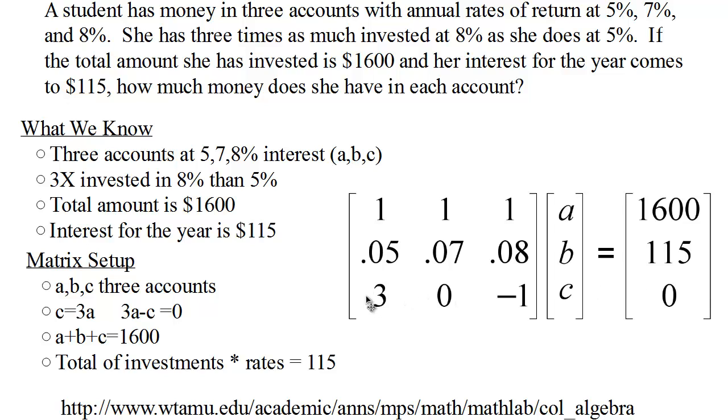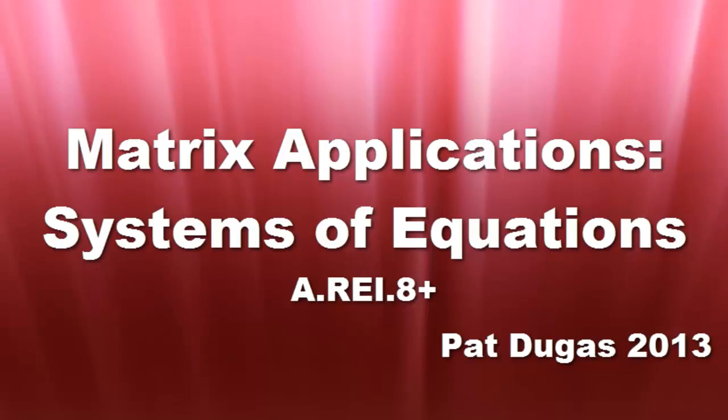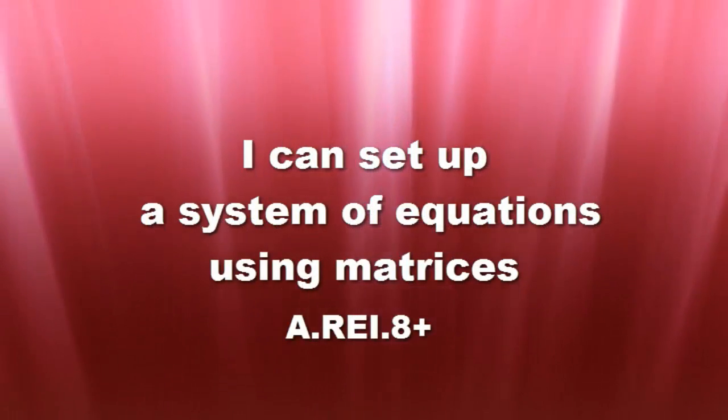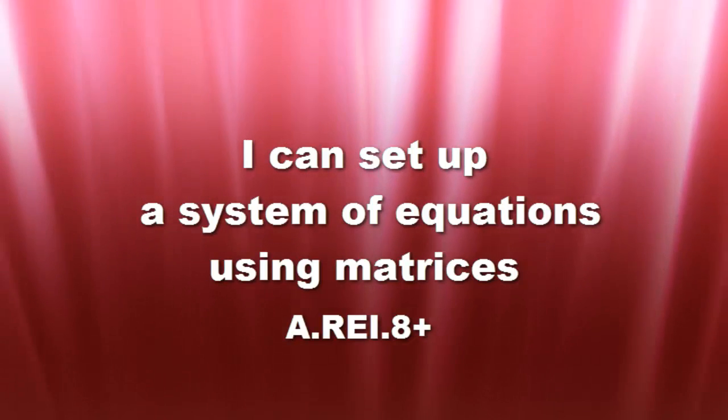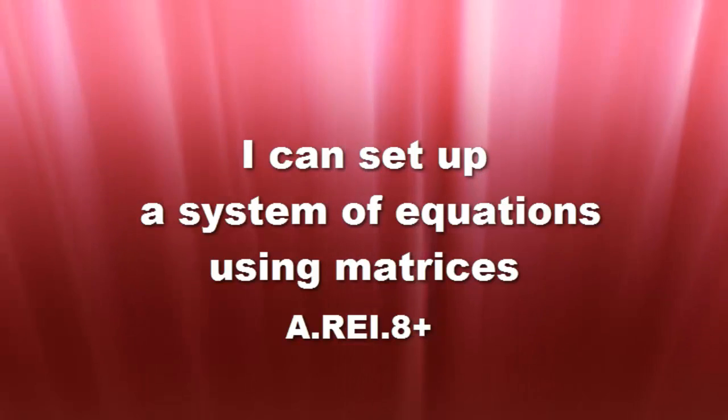B doesn't have anything to do with this equation, but we know that 3 times A minus 1 times C has to equal 0. The solution of this system of 3 linear equations is going to give us the amount that she has invested in A, B, and C. So we've looked at how to set up matrices and use them to solve complicated situations that involve linear systems of information. We're going to look at how to actually solve them now using matrices.